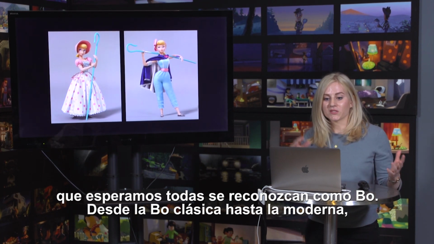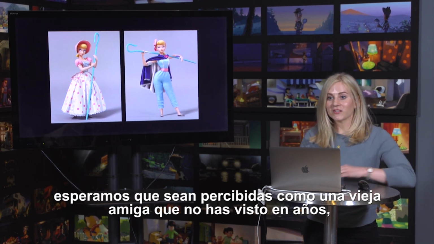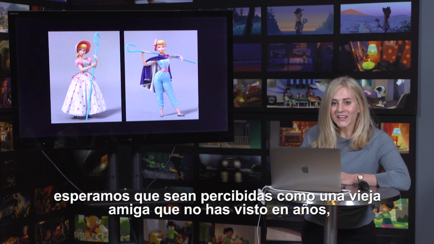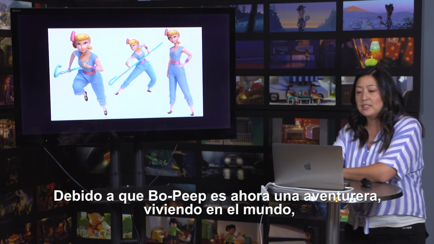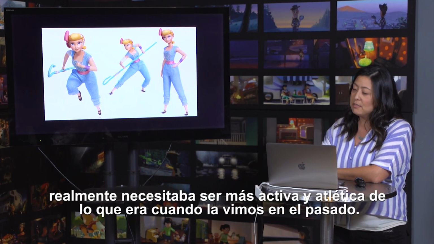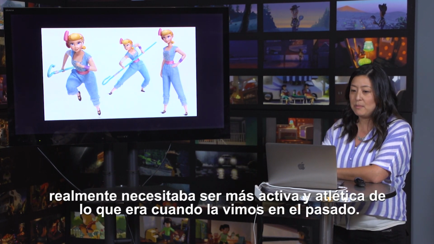From classic Bo to modern Bo. Hopefully she just feels like this friend that you haven't seen in ages, but you remember her. Because Bo Peep is now an adventurer living out in the world, she really needed to be active and more athletic than we've seen her in the past.